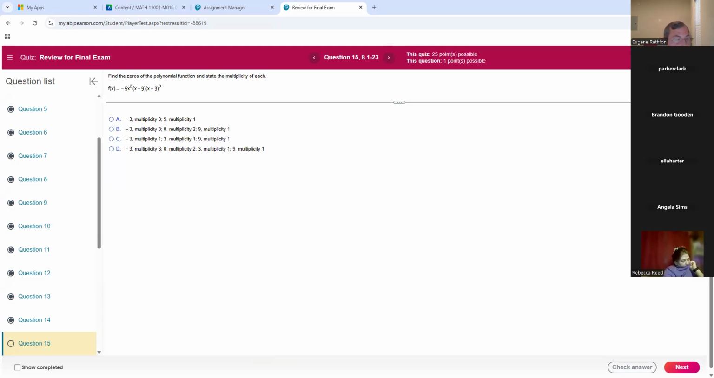All right, y'all, so let me write this one down. This is what, 15. F of x equals -5x squared times x minus 9 times x plus 3 cubed. So we're going to find the zeros and their multiplicity.